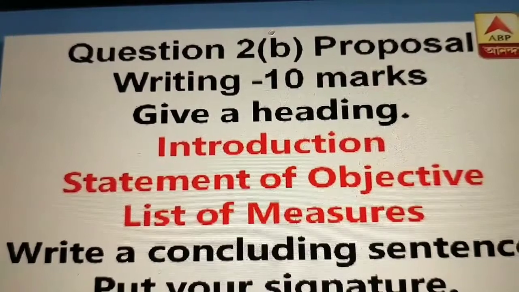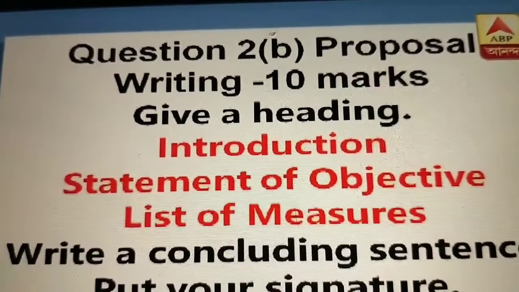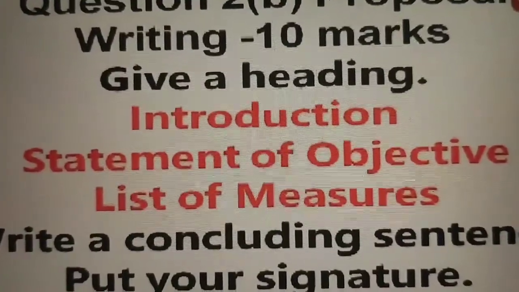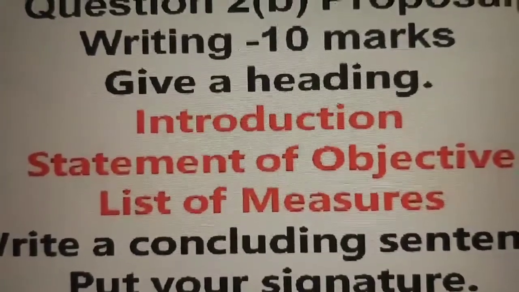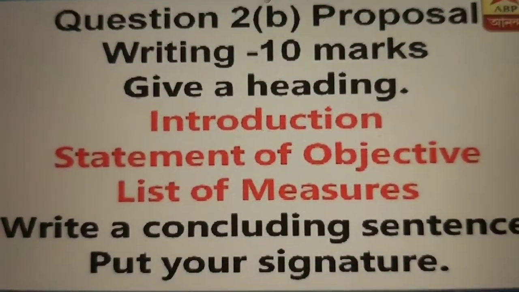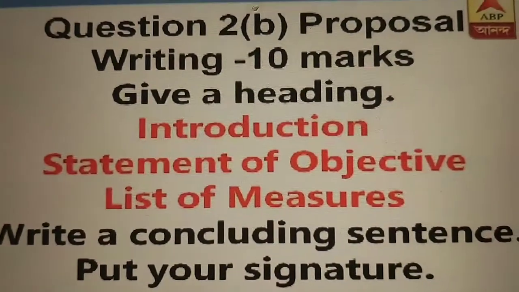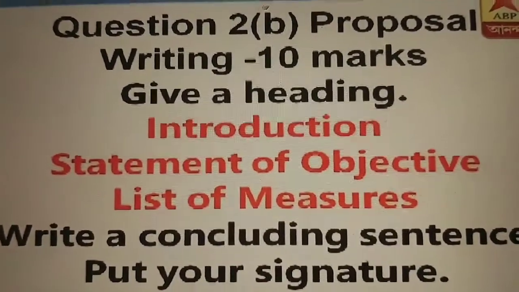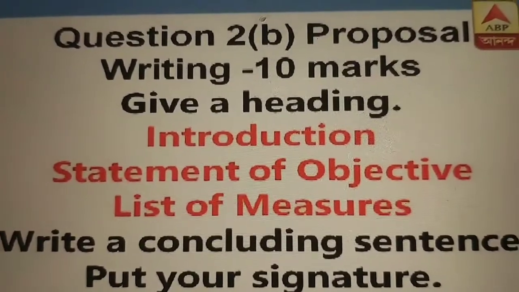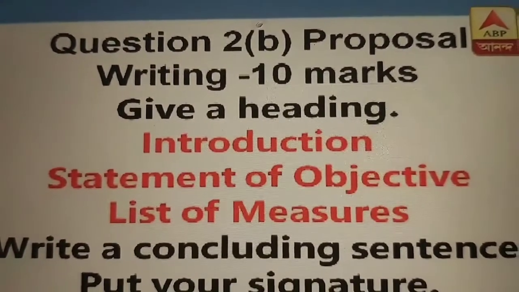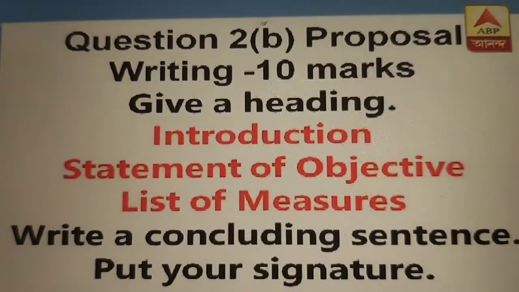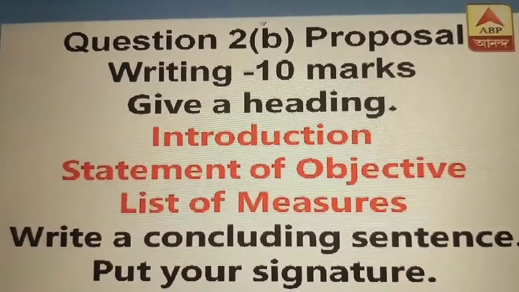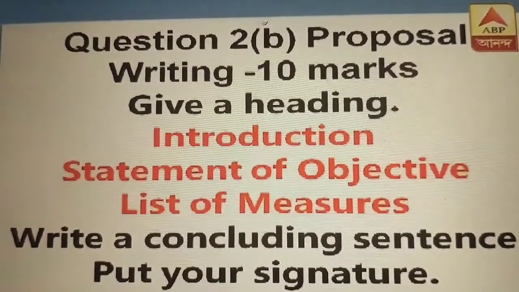But those 3 in red, introduction, statement of objectives, and list of measures, are the 3 subheadings that you will need to write when you are writing a proposal. So you have to write introduction and then write the introduction. You have to write statement of objective and then write the statement of objective. Then you have to write list of measures. Then you write down the list of measures. And then you end your proposal with a concluding sentence. And then finally, you put your signature. That is how you attend a proposal writing question.